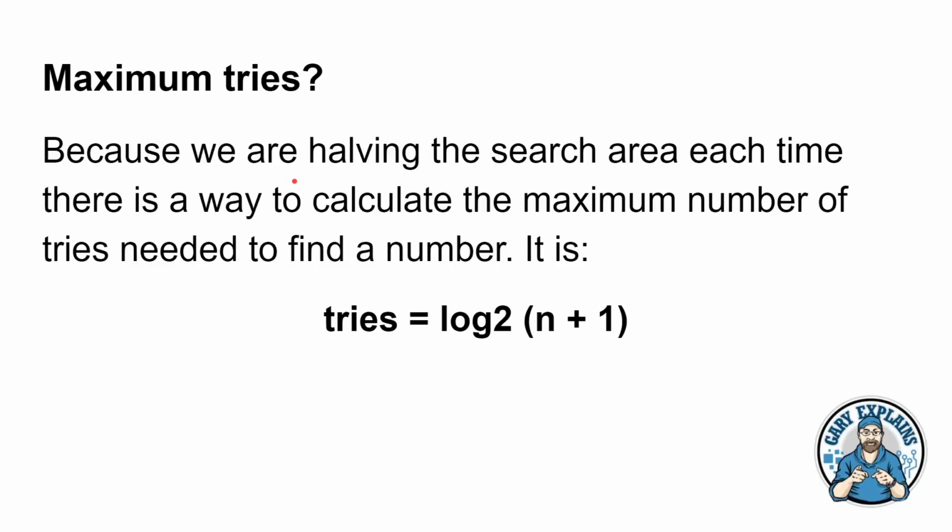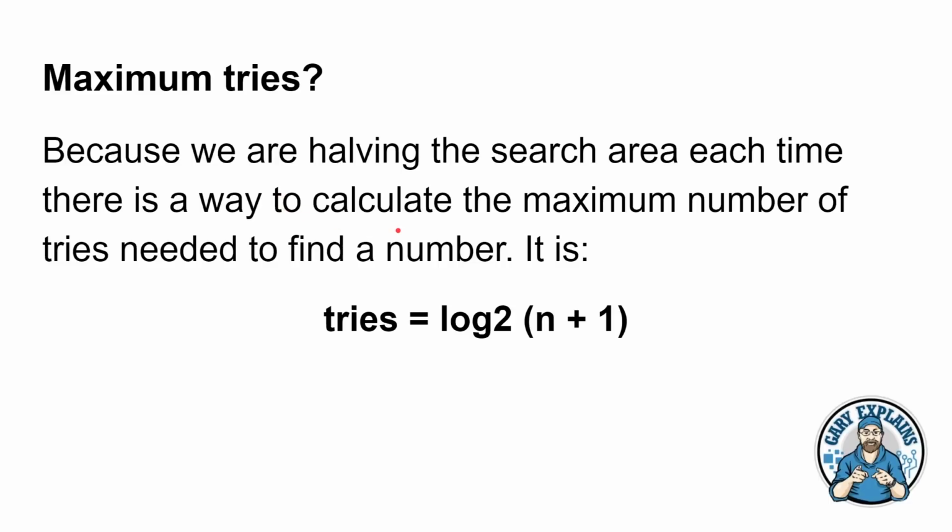Now, of course, the question is, how many tries do you need? Because we're halving it each time, there's actually a way of calculating, and that is the number of tries is the base 2 log, so log base 2 of n, that's the list length, so the number of items in the list, plus 1.